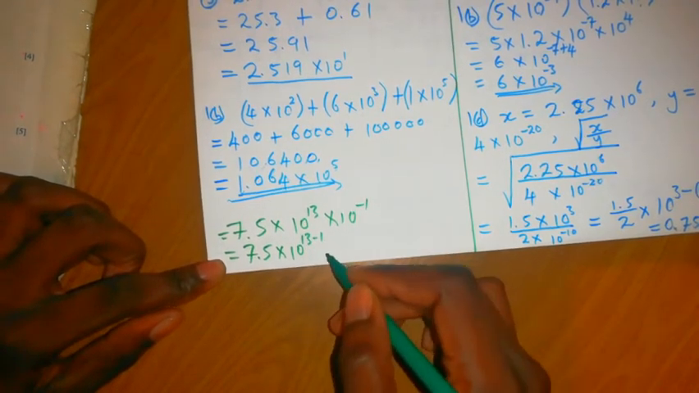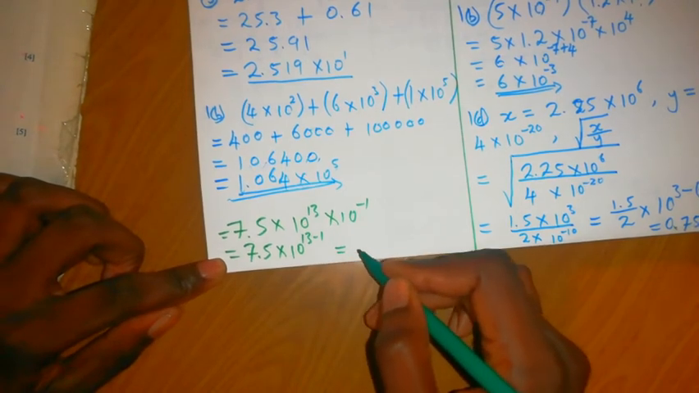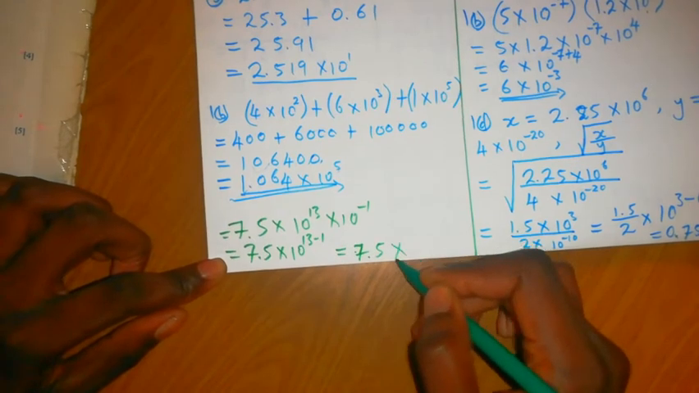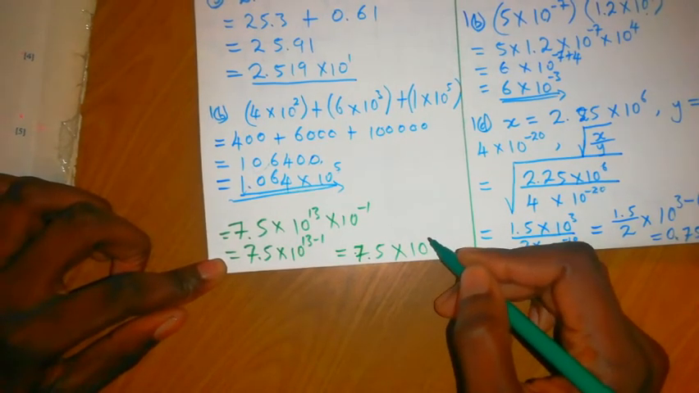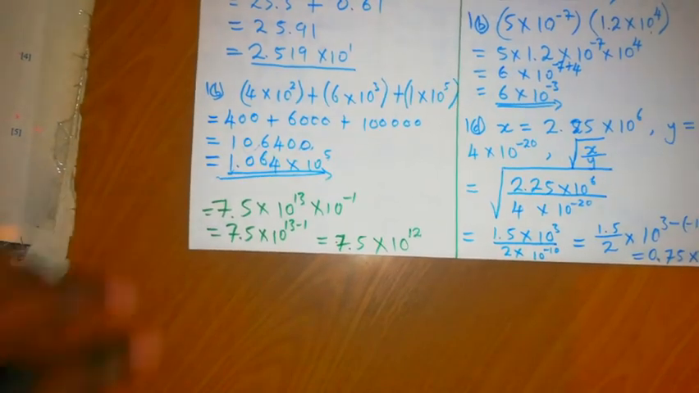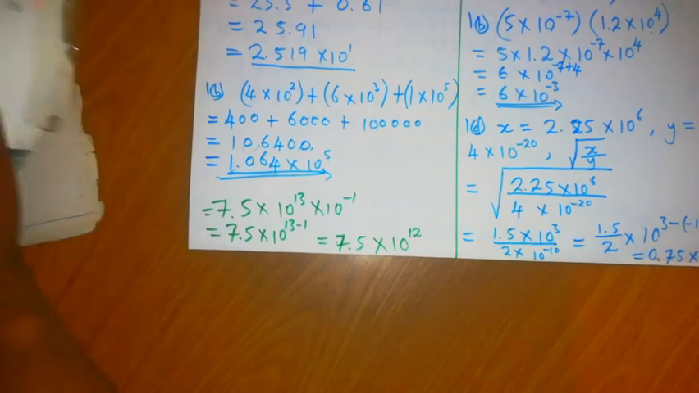Then I'm moving on to my final answer. That's equal to 7.5 times 10 to the power 12. That is my final answer. Let me move on to the other question paper that I have here.